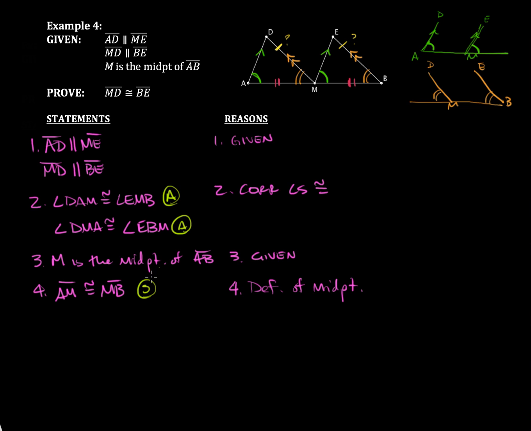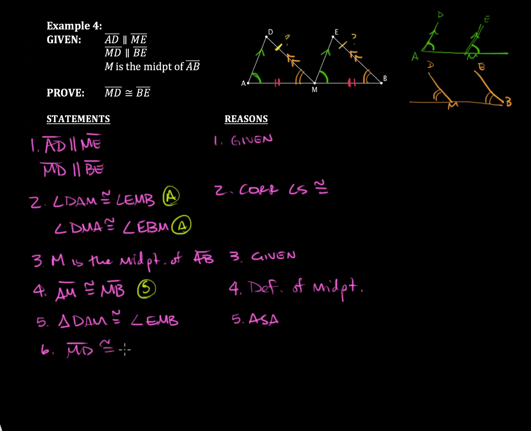Specifically, it's the included sides. It's the included sides between these pairs of angles. So now I can say that triangle DAM is congruent to triangle EMB by angle side angle.